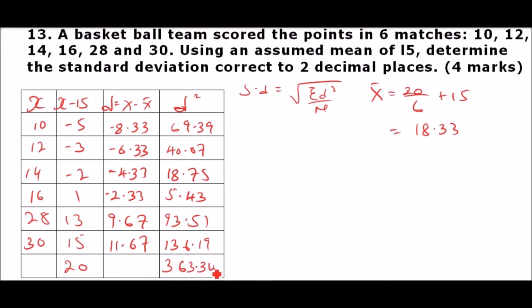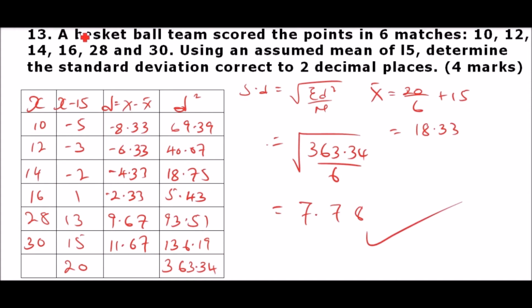So we total d squared, and this is going to give us 363.34. And now we can get our standard deviation, which is 363.34 divided by the number of data, which is 6. When you divide that and get the square root, you get 7.78. So that is how you work out that question.